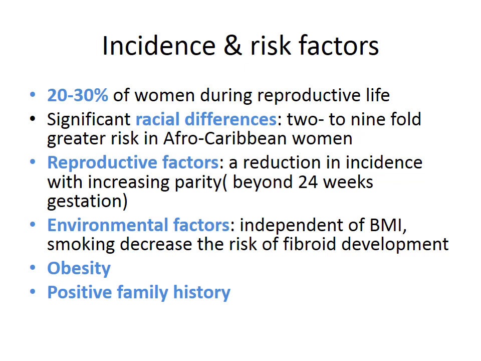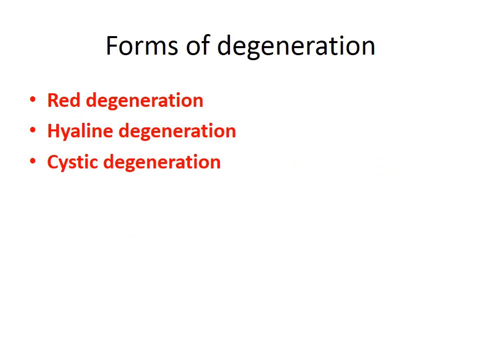Among the risk factors, it has been found that obesity is a significant risk factor for the development of fibroids, and independent of the body mass index, smoking has been shown to reduce the risk of fibroid development. Another important risk factor is a positive family history. That is to say, there might be a familial contribution to its development. Now I will explain some of the commonest conditions that might affect a fibroid uterus.